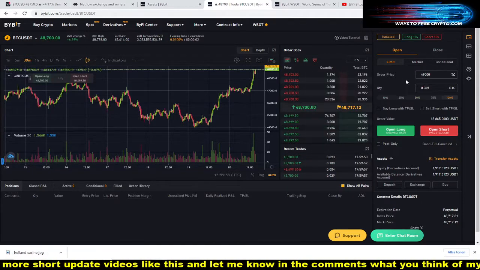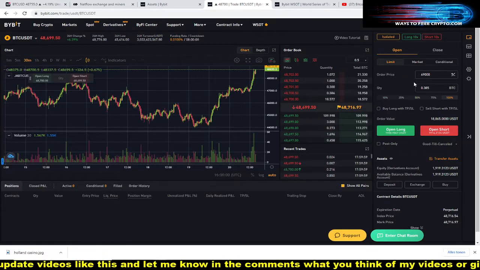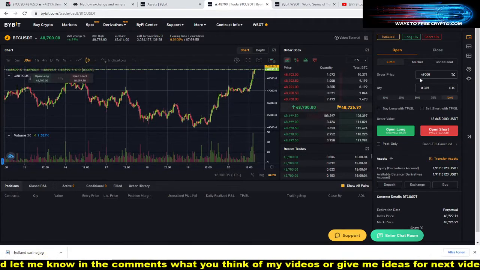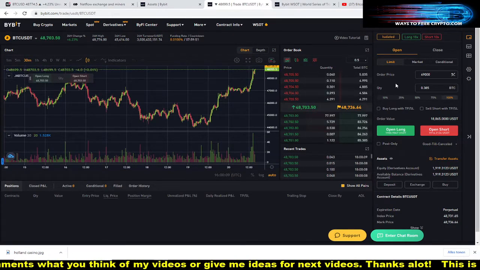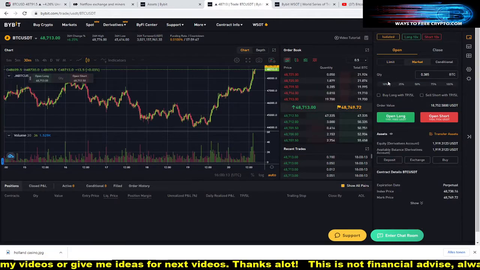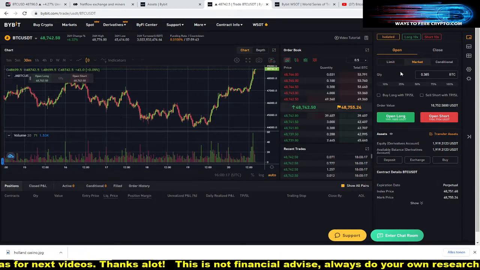What this means is this is a limit order. This order will only go off and get triggered when the price reaches your target. If you want to jump in a trade immediately, then you take market order. If you take a market order, then the price from the time that you open a long or you open a short will simply get triggered immediately.